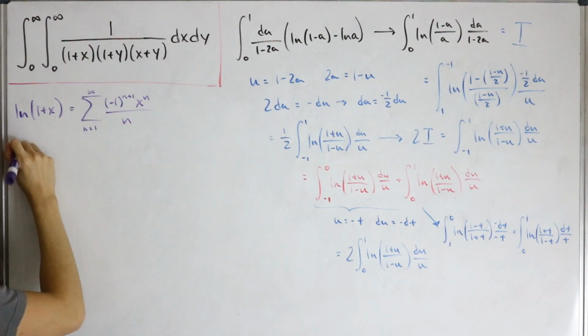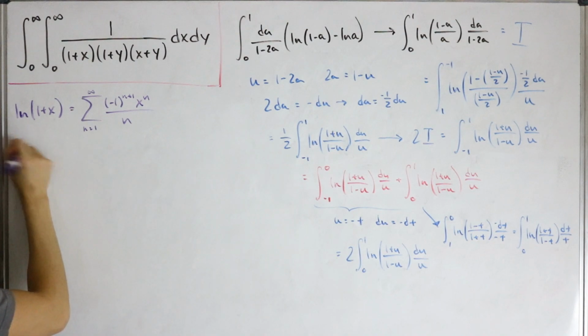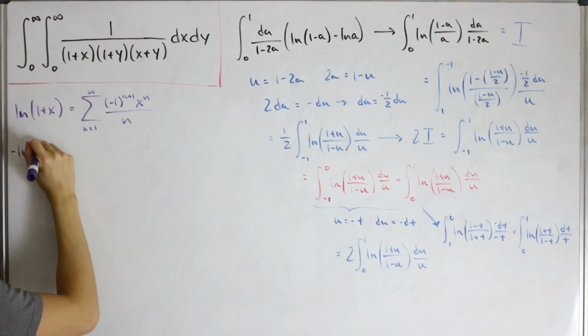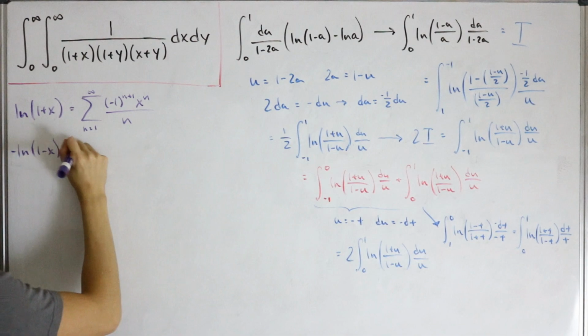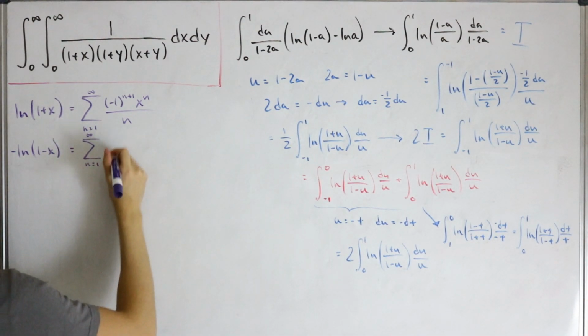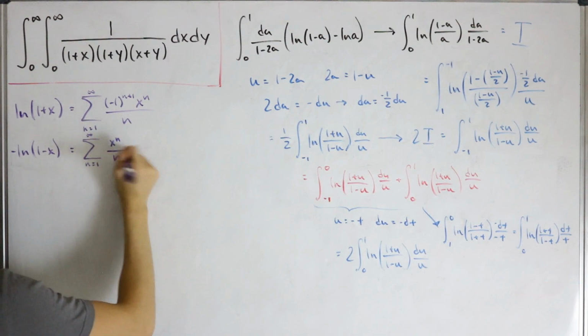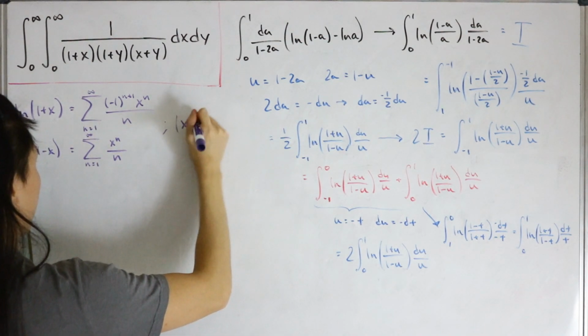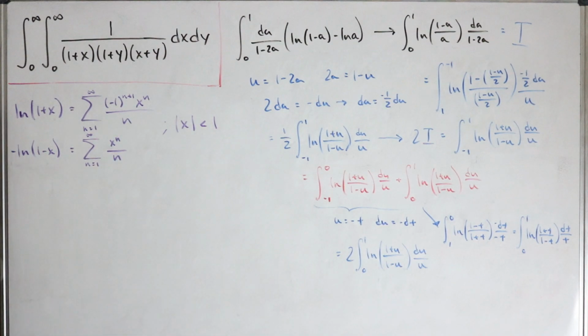And then the other one is going to be the natural log. So we'll actually write a negative: negative natural log of 1 subtract x, which is going to be the infinite sum, n equal 1, of x to the power n divided by n. Of course, both of these have the absolute value of x strictly less than 1, which is satisfied.